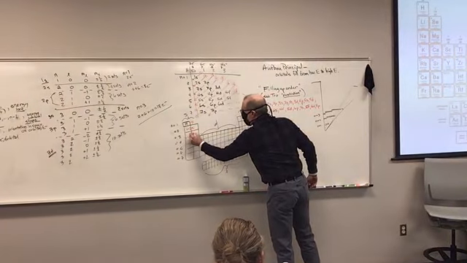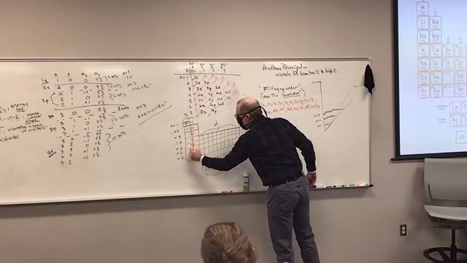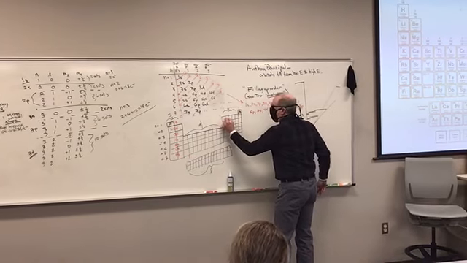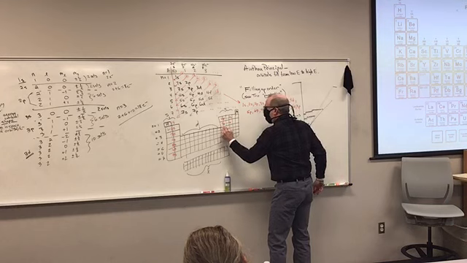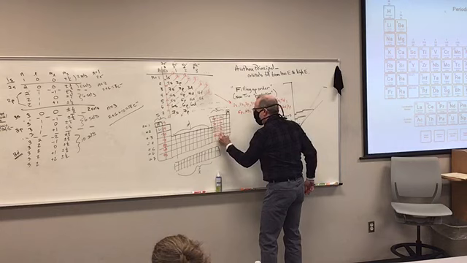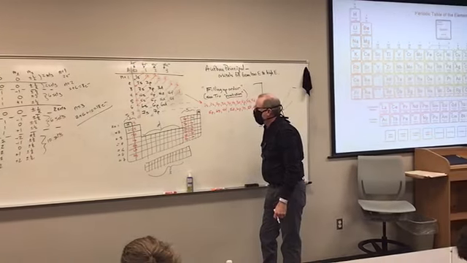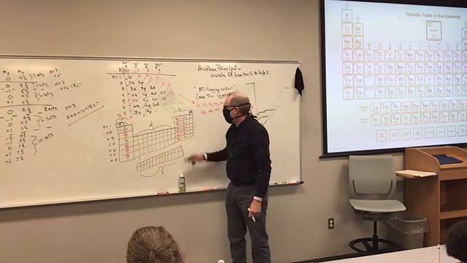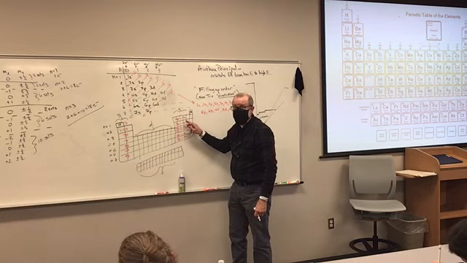1S, 2S, 3S, 4S, 5S, 6S, 7S, 2P, 3P, 4P, 5P, 6P, 7P. That's easy. Hey, what row am I on? Row 3. Where am I? I'm over here. If I know that this is the P block, then I'm filling up 3P orbitals.